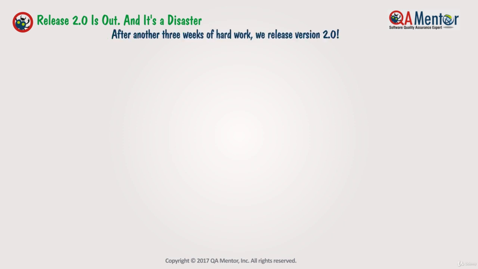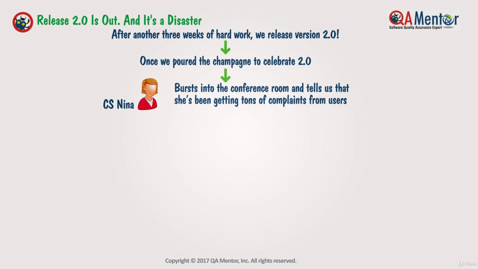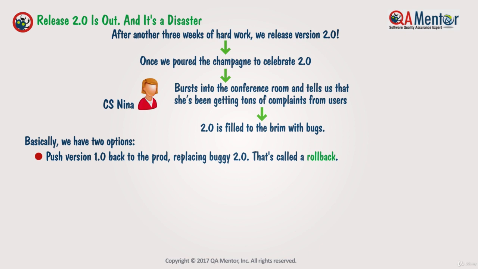After another 3 weeks of hard work, we release version 2.0, but once we poured the champagne to celebrate 2.0, our CS Nina bursts into the conference room and tells us that she's been getting tons of complaints from users because 2.0 is filled to the brim with bugs. Basically, we have two options. Push version 1.0 back to the prod, replacing buggy 2.0. That's called a rollback. Fix bugs in 2.0 and push patch release 2.1 to prod.